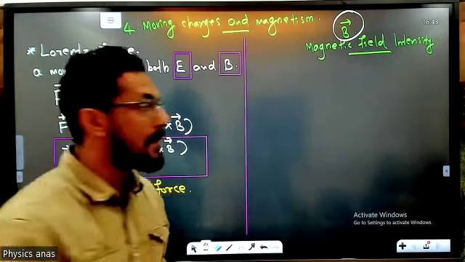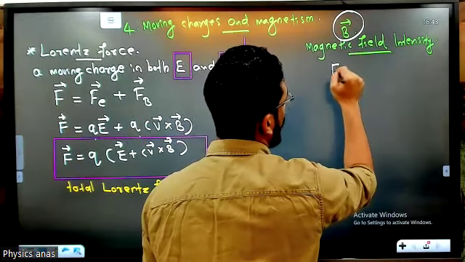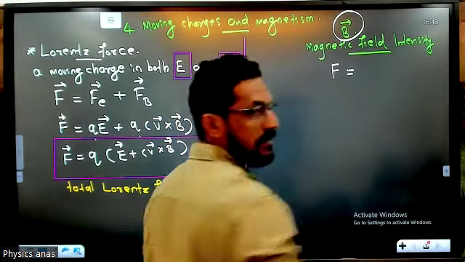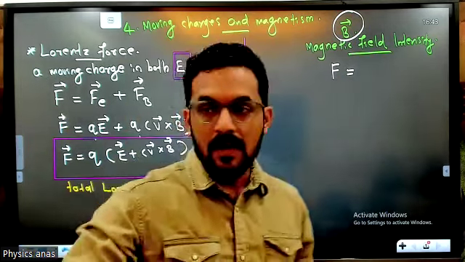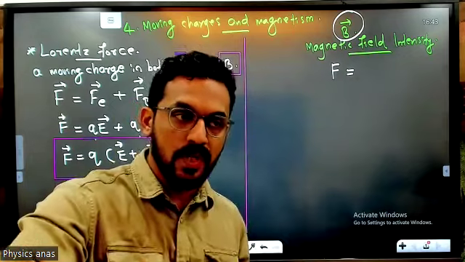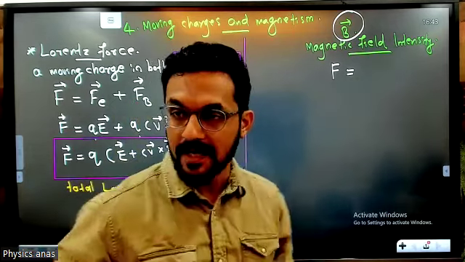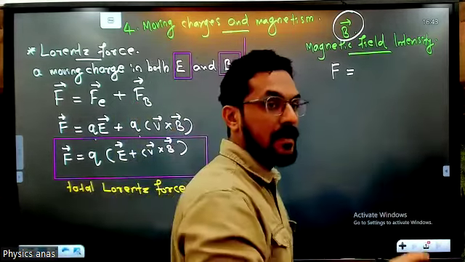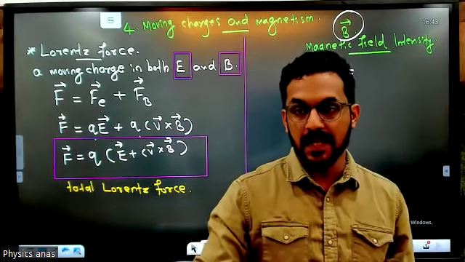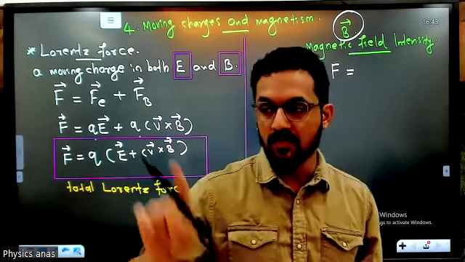Okay. What is magnetic force? F is equal to Q into V cross B, or Q into VB sin theta, right? QVB sin theta. If sin theta is equal to 1, what is the equation for F?